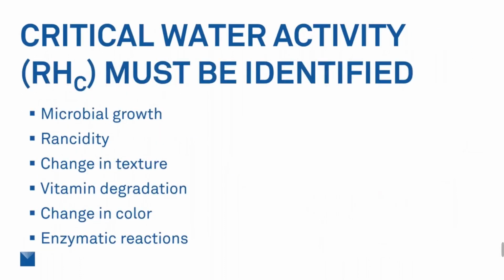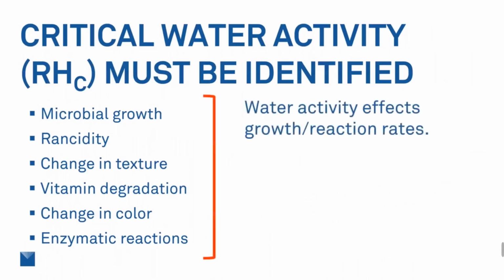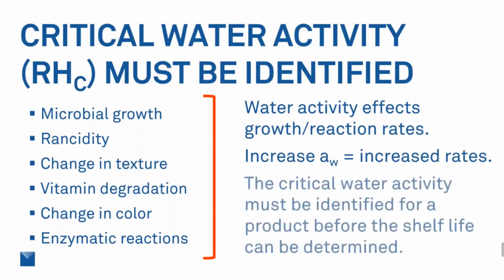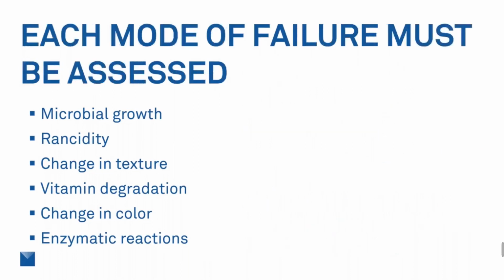So the critical water activity must be identified for your product. And remember that water activity is going to affect the growth rates or the reaction rates for each of these different factors. Increased water activity results in increased rates, so that's something to keep in mind. The critical water activity must be identified for a product before the shelf life can be determined, and this is something that we'll go through in our kale chip example in a few slides.